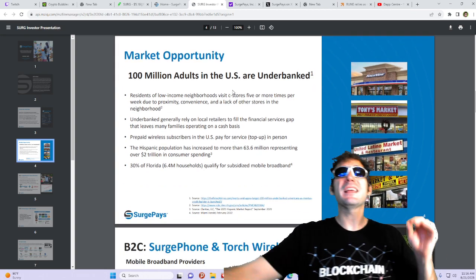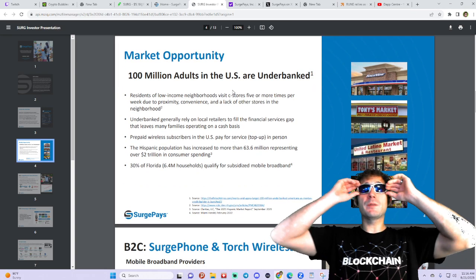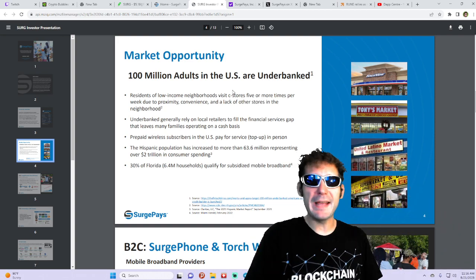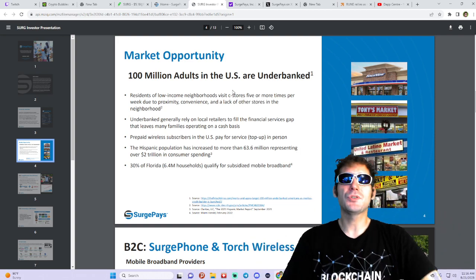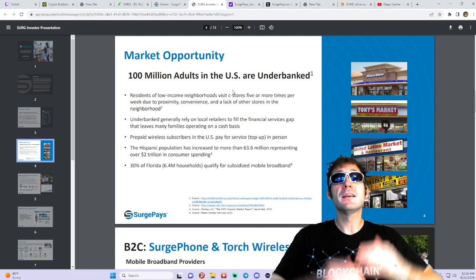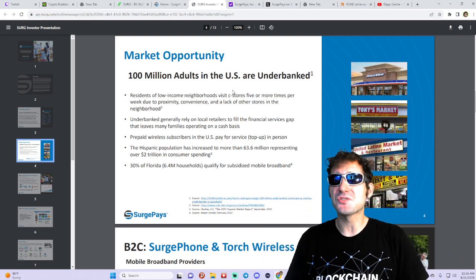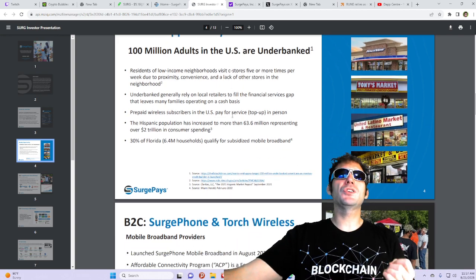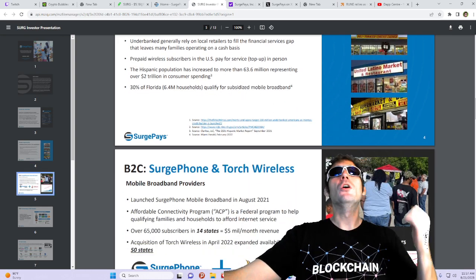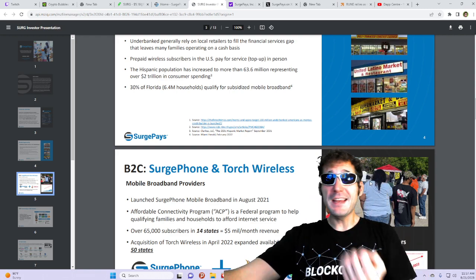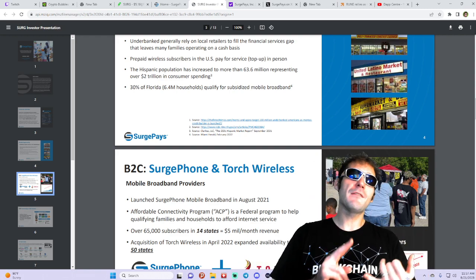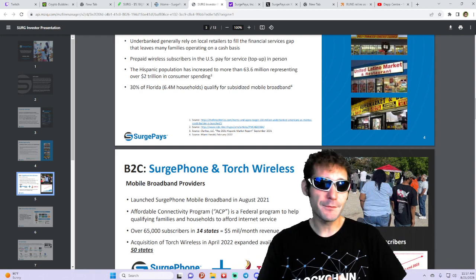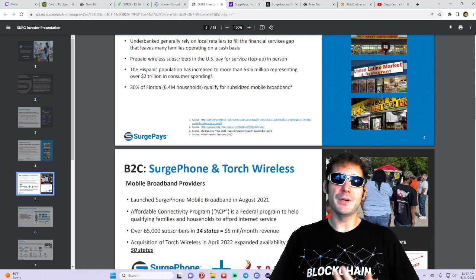100 million adults in the U.S. are unbanked. I'm actually blown away by this. How many people don't have access to a bank account? They're not able to get set up with a bank. This provides a solution, guys. Surgepays is finding opportunities to help people who are in need of help. They have no ability to have a bank account. They have no ability to have an expensive Verizon cell phone bill.